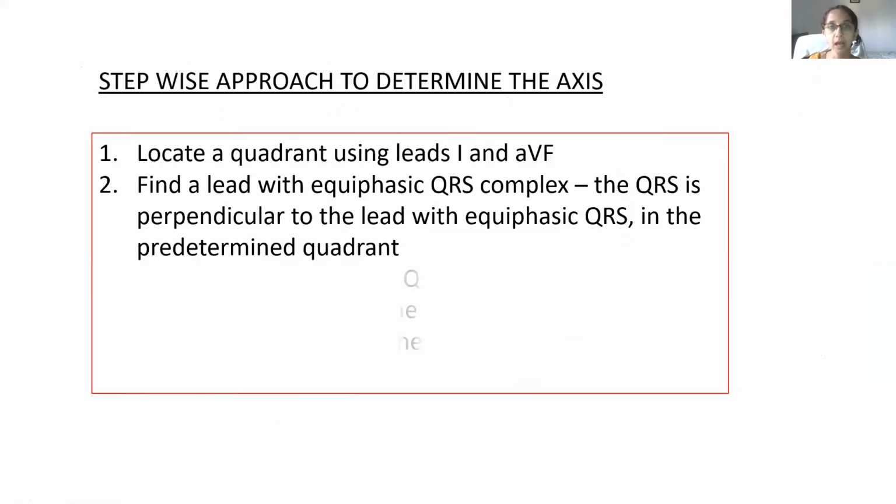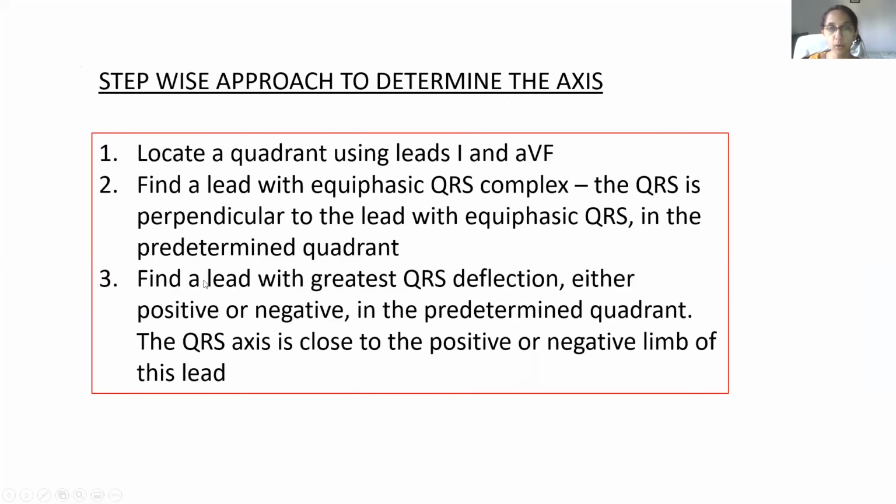After that, I can actually also pay attention to a strong positive greatest QRS deflection. Whether it's positive or negative doesn't matter because I already know my quadrant. So if I have the greatest QRS, for example, in lead 1, then I know it's 0 degree. The QRS axis is going to be the closest to positive or negative limb of that lead. So this is how, based on all three, I have a fair understanding. I want to accurately plot it.